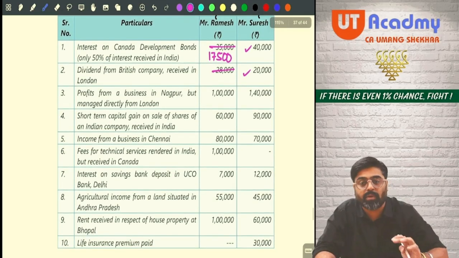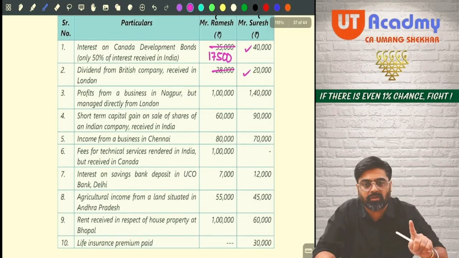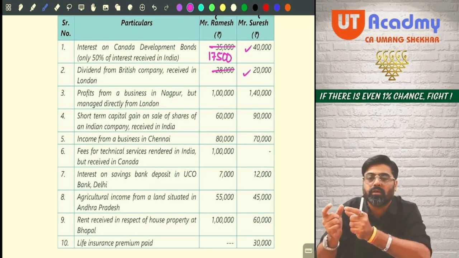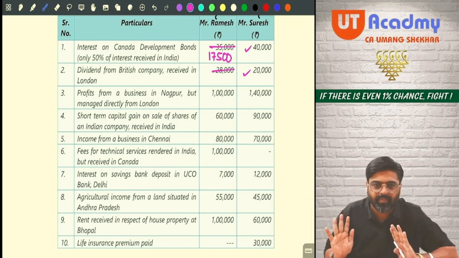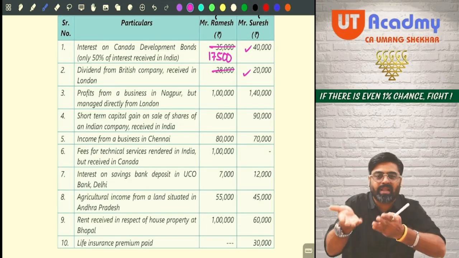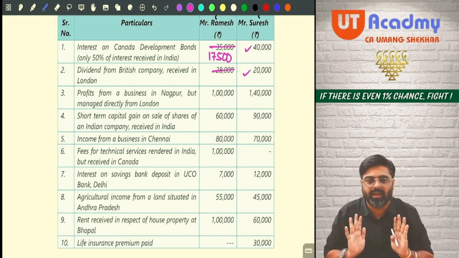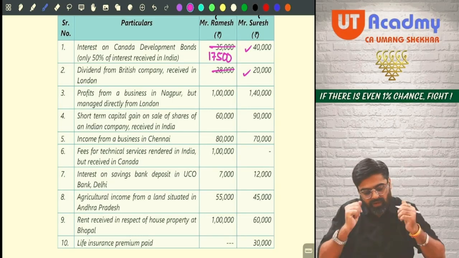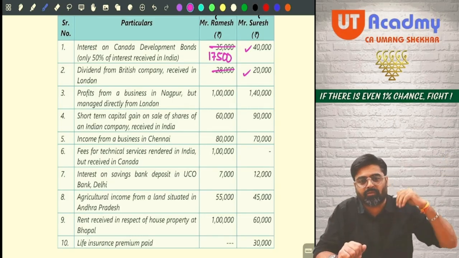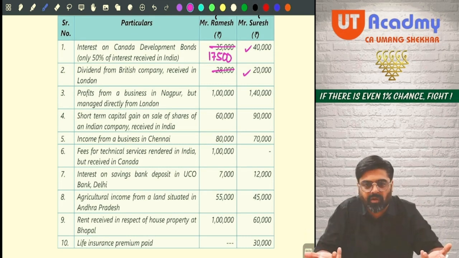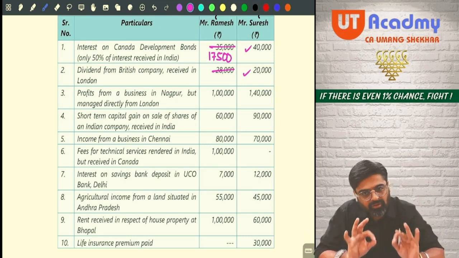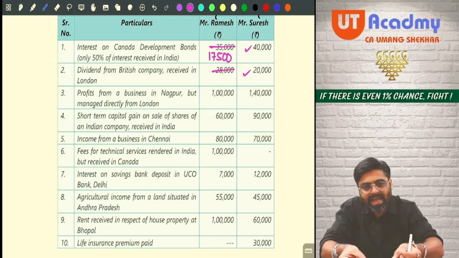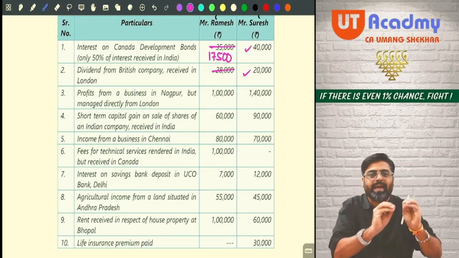Next one, profits from a business in Nagpur. Nagpur is a town in India. So if your business is in India, whatever income you are earning from that business, don't you think that is accrued in India? That is Indian income. What difference does it make that it is managed from London or wherever? We don't mind as far as the business is in India. The entire income is accrued in India. The entire income is Indian income.